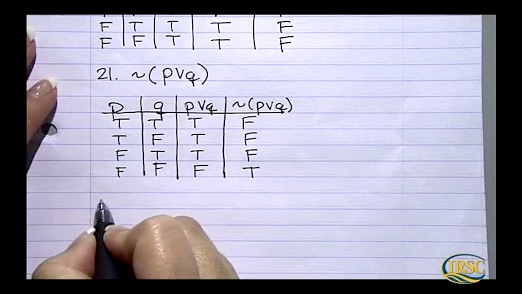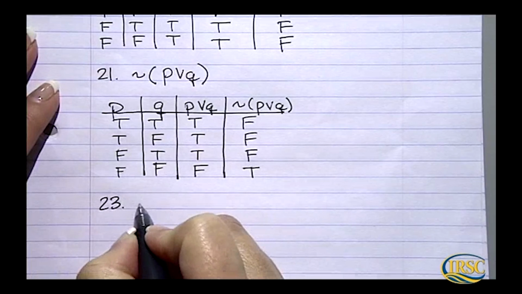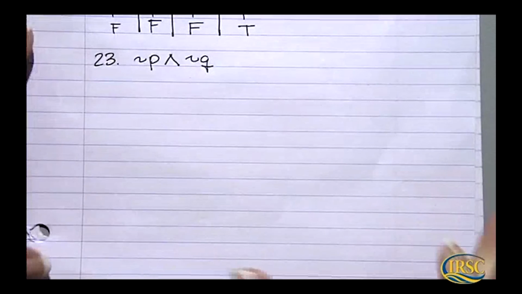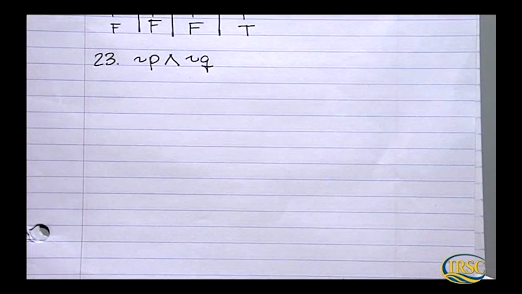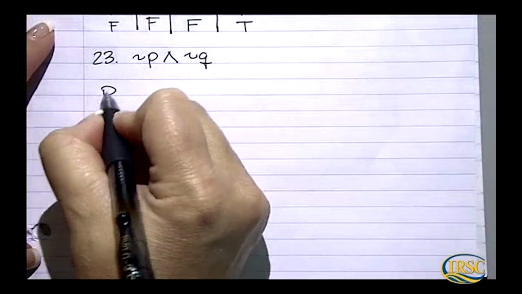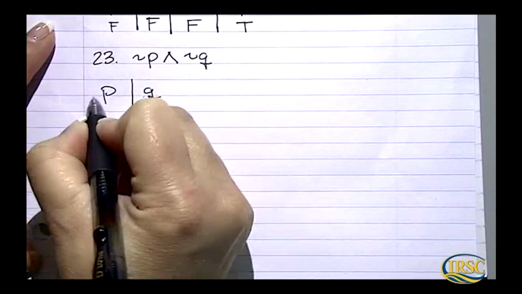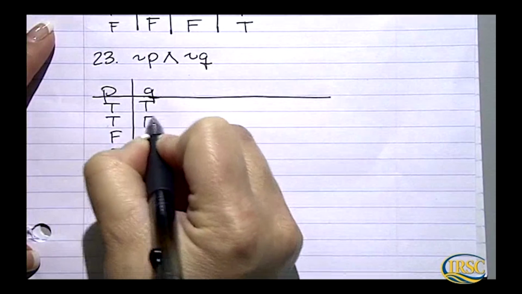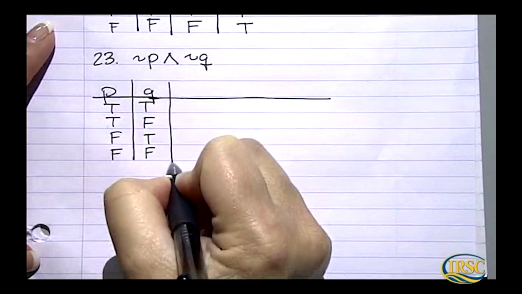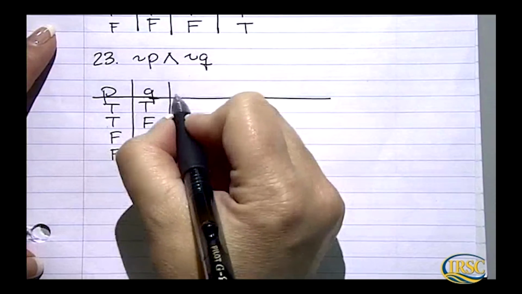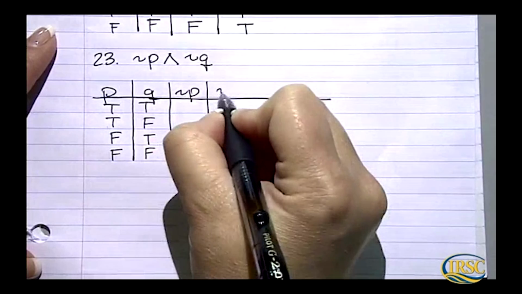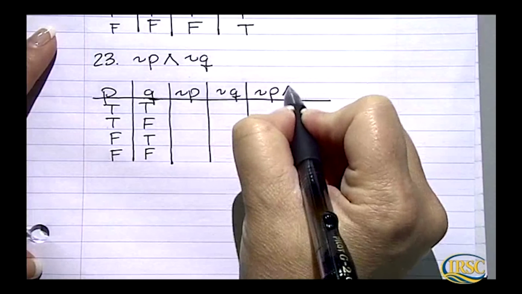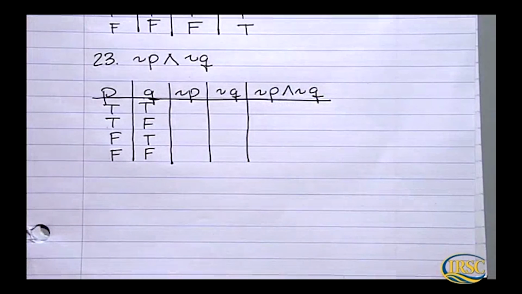Okay, and then the last one's number 23. Okay, so again you have 2 letters. They already set up the beginning of the table for you, P and Q. True, true, false, false. True, false, true, false. And then they pointed out that you needed a not P column, a not Q column, and then you need a column for the and statement, not P and not Q. Okay, so that much of the problem was set up for you.